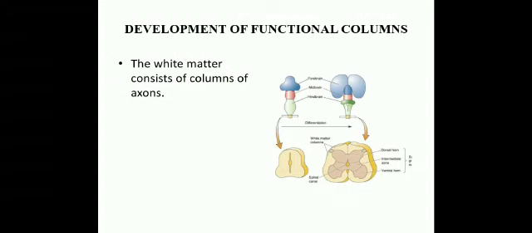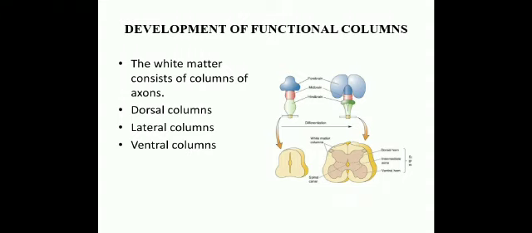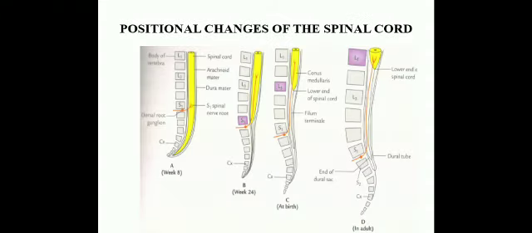The white matter consists of columns of axons, that is the dorsal column, the lateral columns and the ventral columns. Now, the positional changes of the spinal cord. At week 8, the lengths of the spinal cord and the vertebral column are equal. The spinal cord extends along the entire length of the vertebral canal and the spinal nerves exit the intervertebral foramina at the level of their origin. Due to the differential growth of the cord and vertebral column, the intervertebral foramina do not remain at the level of the spinal nerves.